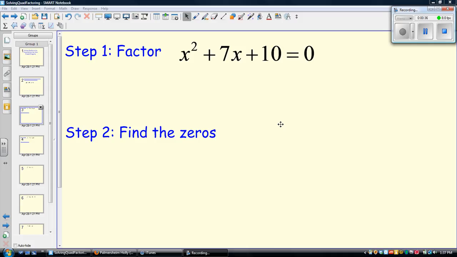So the first step is to go ahead and try to factor. There's a few different ways, and we're going to start by factoring. So we're looking at x squared plus 7x plus 10 equals 0. We just want to look here at just the quadratic part. So we are looking at how can we factor just that part.